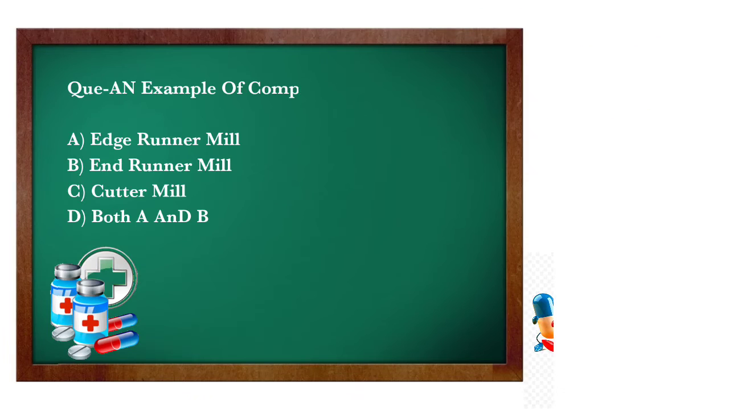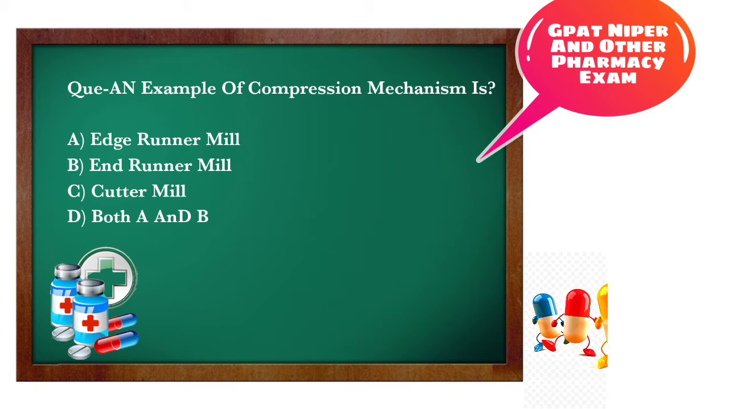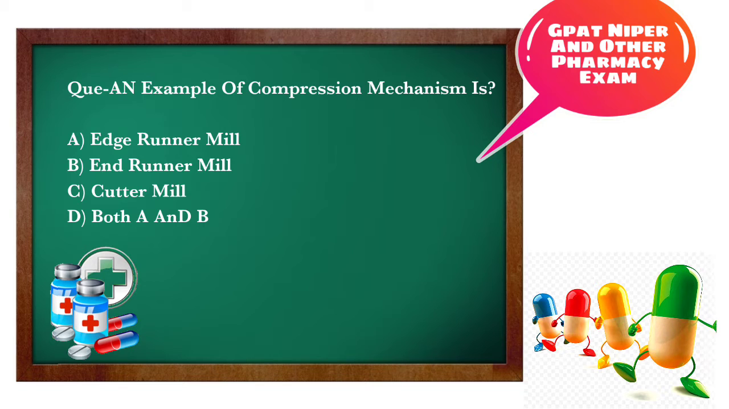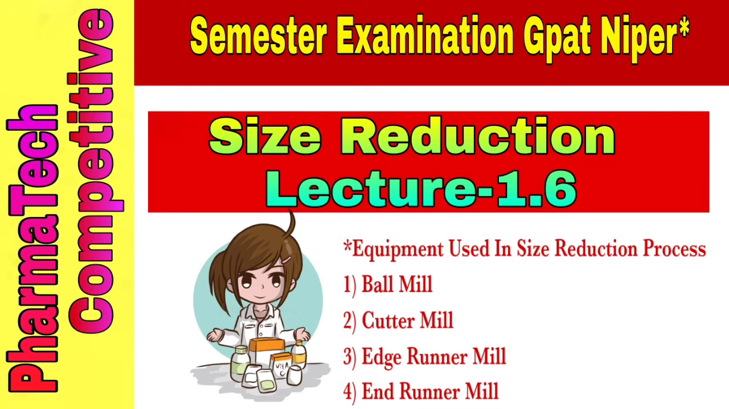An example of compression mechanism is A. Edge runner mill, B. End runner mill, C. Cutter mill, and D. Both A and B. So the correct option is D. Both A and B.